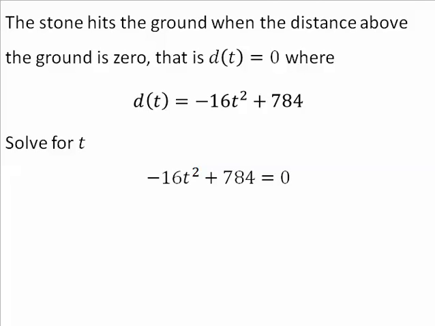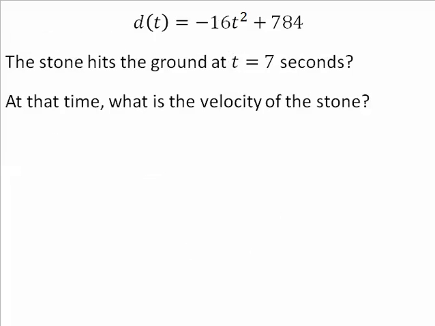And when we do that, we get 7. We also get an answer of negative 7, but we ignore that answer because we're only interested in the time after the stone is dropped. So the stone hits the ground at t equals 7 seconds. At that time, what is the velocity of the stone?